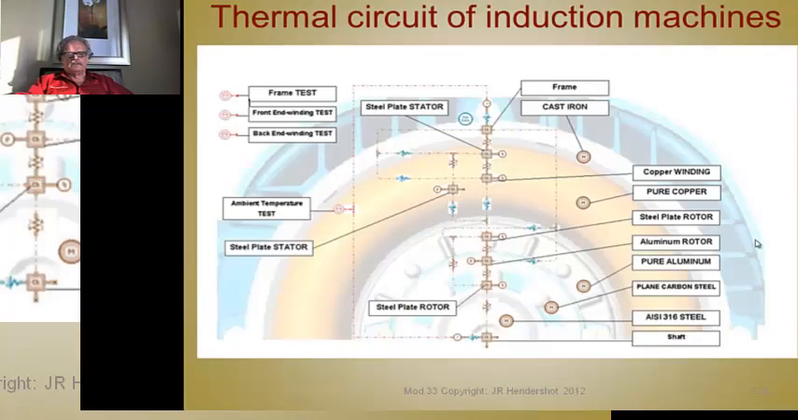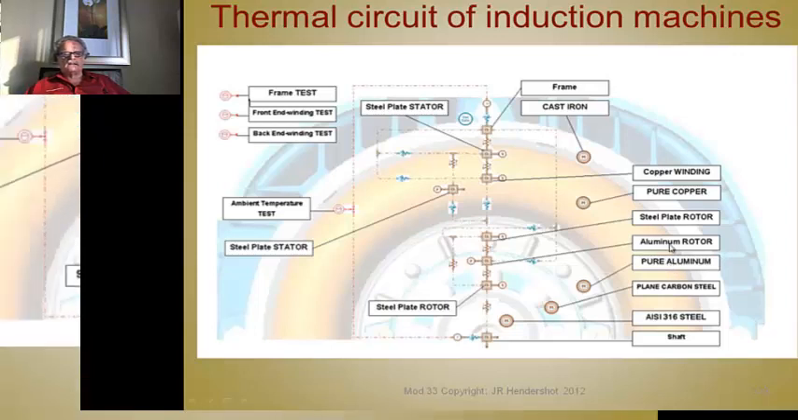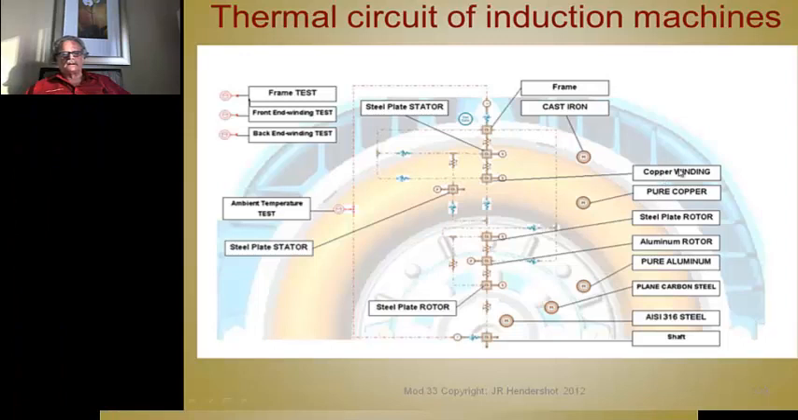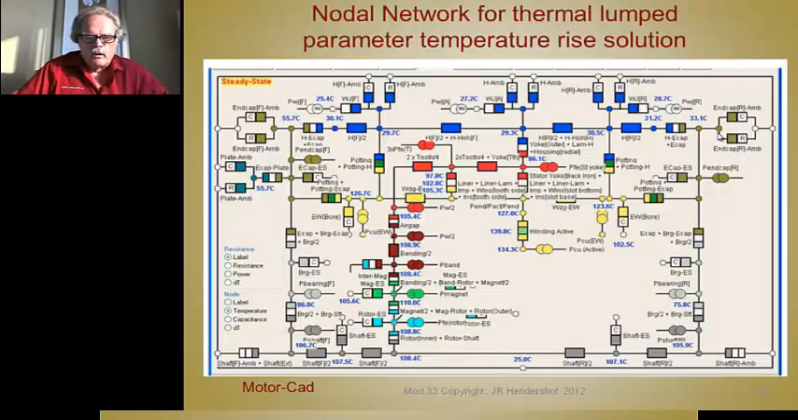Now to look at a lumped parameter model of a motor, you can think of it in terms of the sources of heat and all the nodes. And here's a description of the different materials, what they're made out of. So each one of these has a different thermal conductivity: aluminum, steel plate, pure copper windings in the stator, cast iron frame, end windings, and all these things. So these are the issues and how complicated it is to predict the temperature.